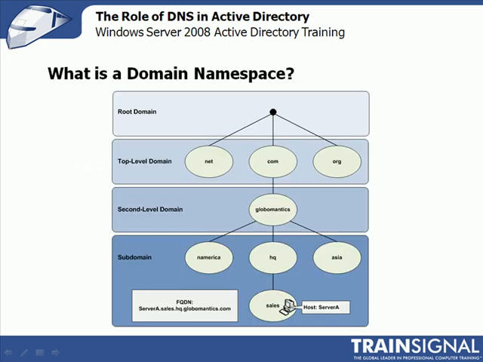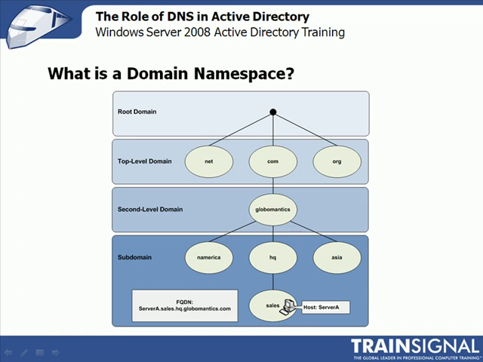So what is this domain namespace? A domain namespace is a hierarchical naming structure. This is something that we saw in the last lesson when we were talking about Active Directory trees. For instance, we talked about domains sharing contiguous namespace, and we learned that we had globalmantics.local, and then we had northamerica.globalmantics.local as being a child domain sharing contiguous namespace.